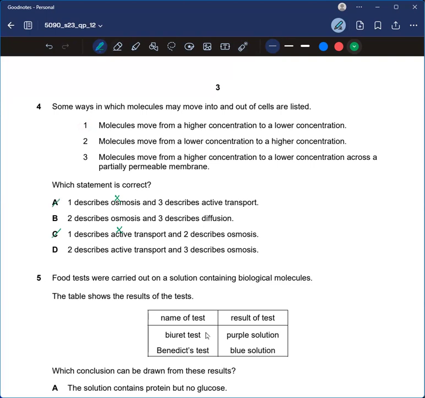Now 2. Here we can see from a low concentration to a high concentration. So it's basically active transport. B says 2 describes osmosis. So this is also incorrect. So 2 describes active transport. Yeah, this is correct. And 3 describes osmosis.